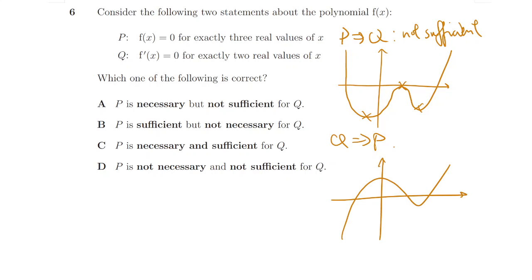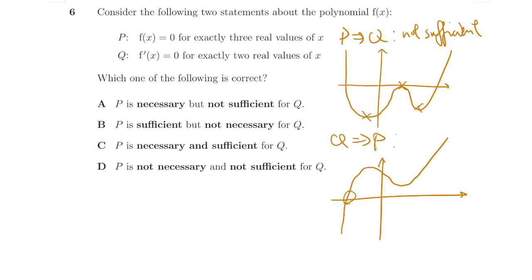What you could do though is use the same cubic, but move this up a bit. I'm going to make a transformation such that I do this. This still satisfies Q, right? It still has these 2 stationary points, but now it only has 1 real root, right? So Q does not imply P.